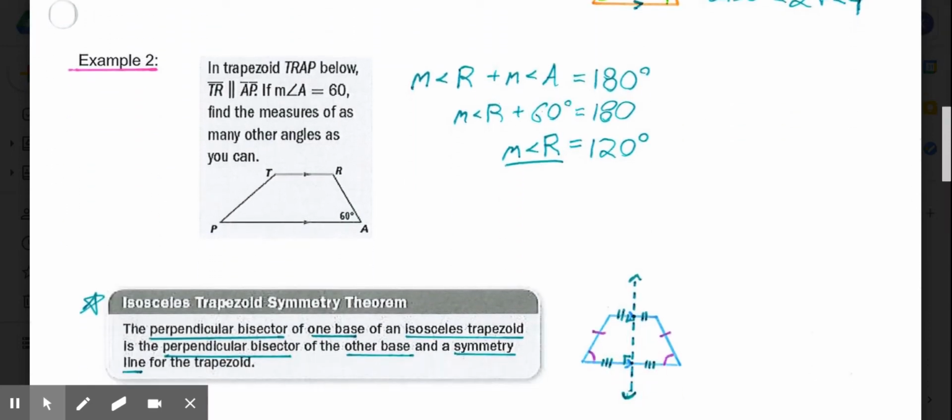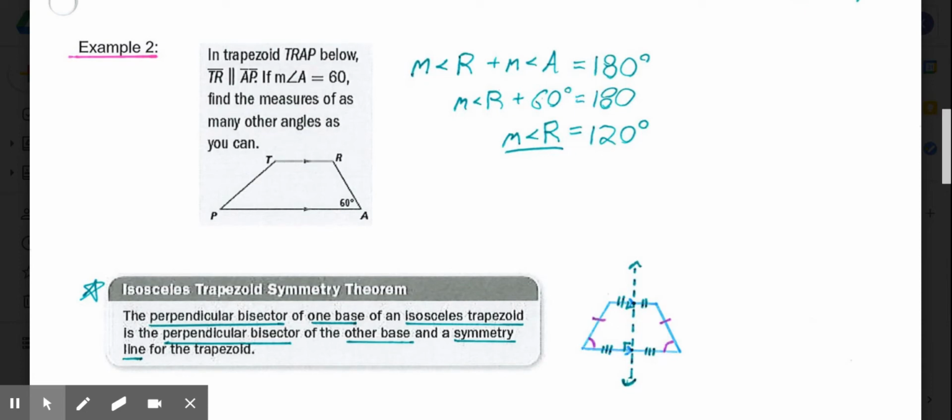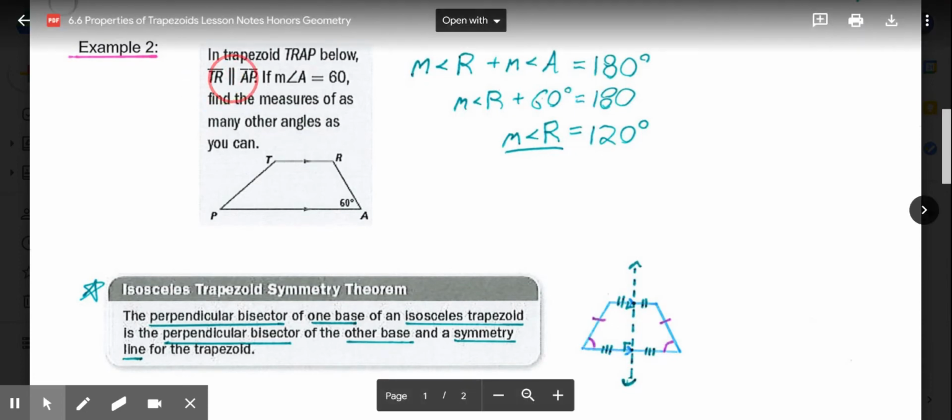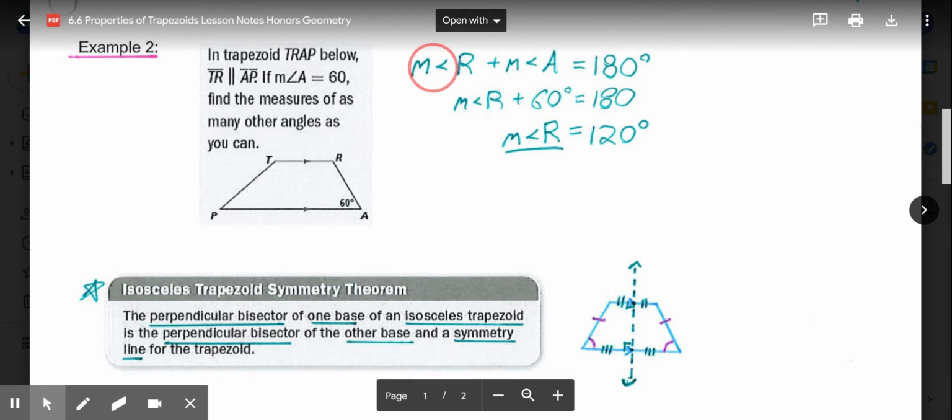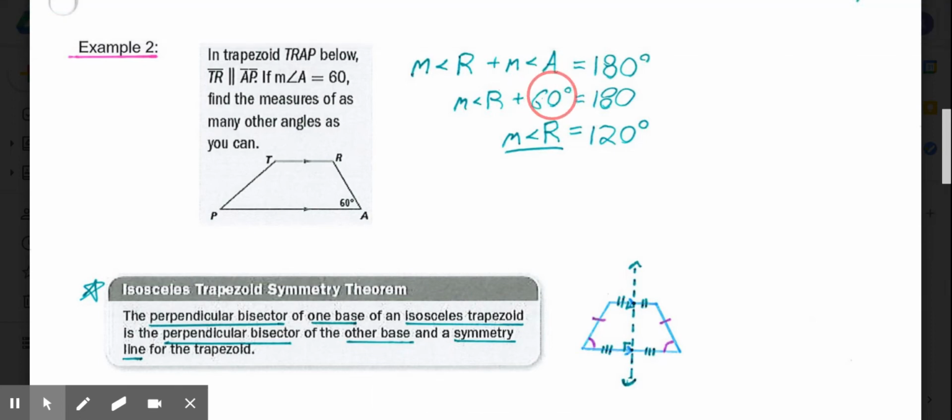The way we can use that is seen here in example 2. In the trapezoid below, TR is parallel to AP, and the measure of angle A is 60 degrees. Find the measure of as many other angles as we can. In our picture here, we have a 60. I could figure out angle R right here by using my rule above, which states the measure of R plus the measure of A equals 180. They're supplementary. So 180 minus angle A, being the 60, gives me the measure of angle R, which is 120 degrees.